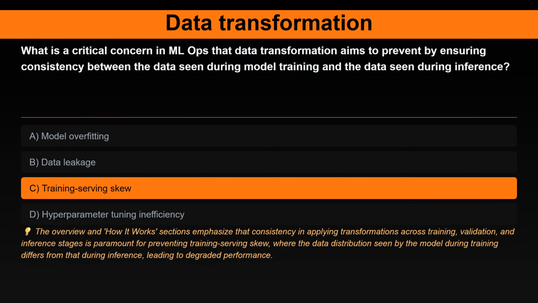The correct answer is training serving skew. Here's the explanation. The overview and how it works sections emphasize that consistency in applying transformations across training, validation, and inference stages is paramount for preventing training serving skew, where the data distribution seen by the model during training differs from that during inference, leading to degraded performance.